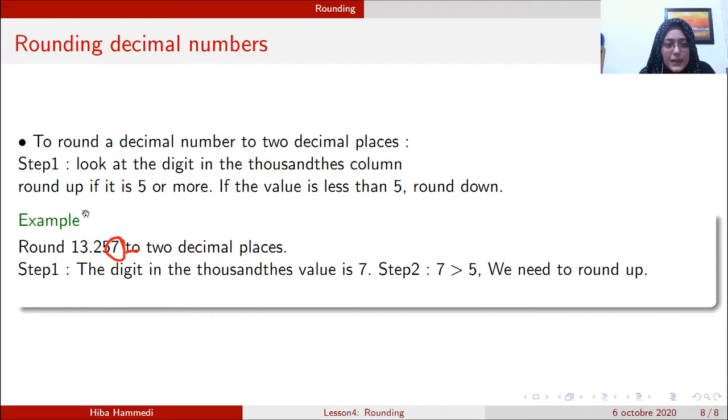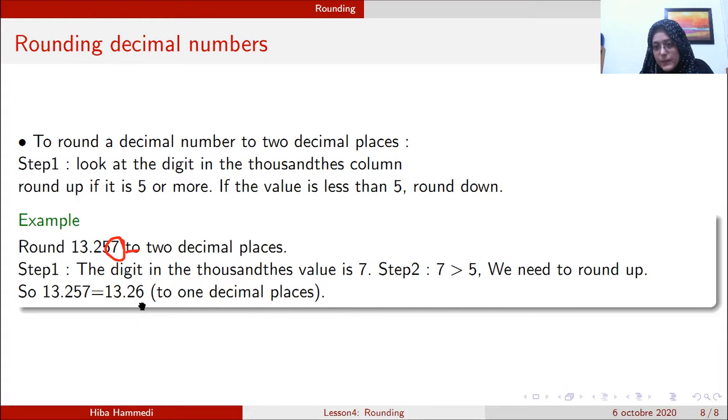It means I need to add 1 to this 5 and ignore whatever comes after that 5. So rounding it to 2 decimal places is equal to 13.26, right? So this is how you round it.